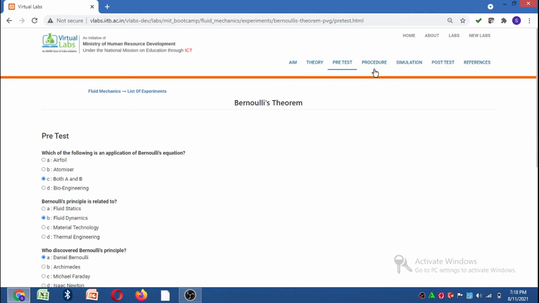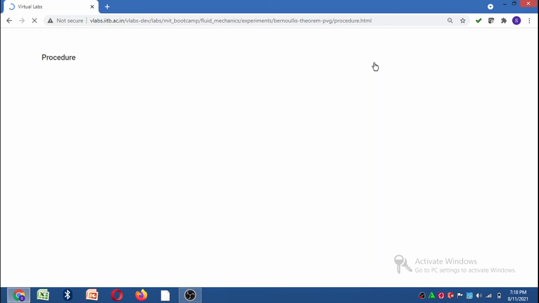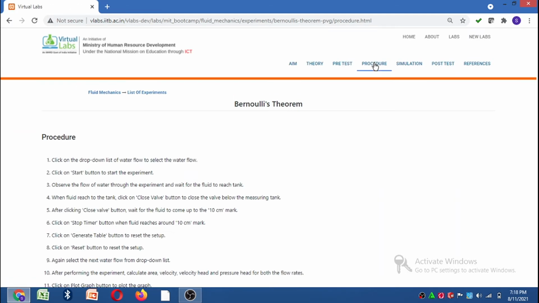This is the procedure for doing the experiment. In the simulator, what are the things you have to do or not do? If you have any doubt, you see the procedure and do the experiment. This is a simulator.